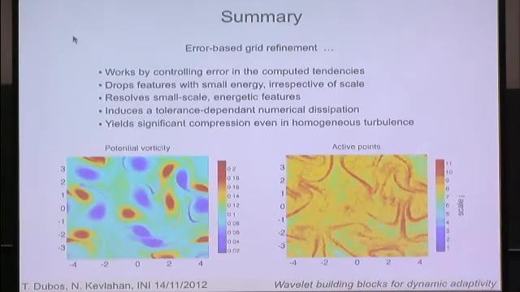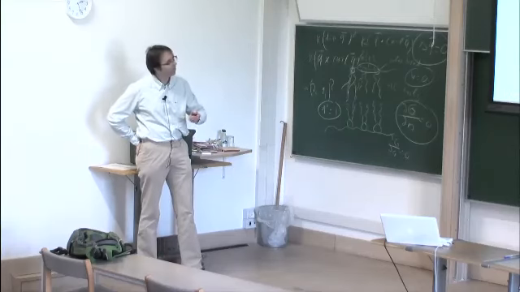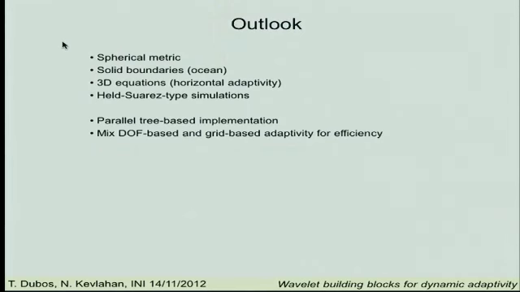We still have induced numerical dissipation, which depends on the tolerance, and we have significant compression even in this turbulent situation. And we're still working on this to really do the spherical case, to introduce solid boundaries. We'd like to do some idealized ocean simulations, and then go to more 3D atmospheric equations. And on this implementation side, everything I've shown is done in MATLAB.